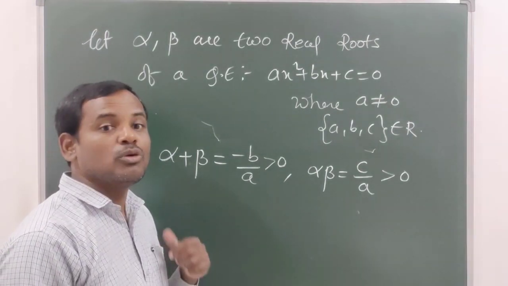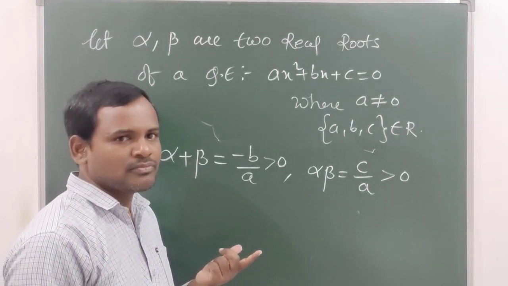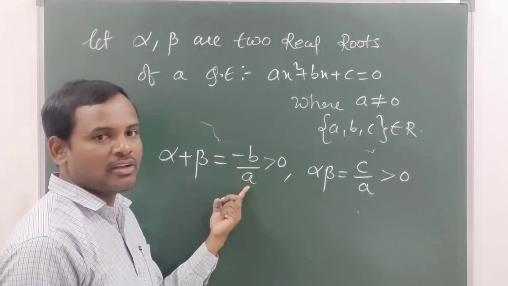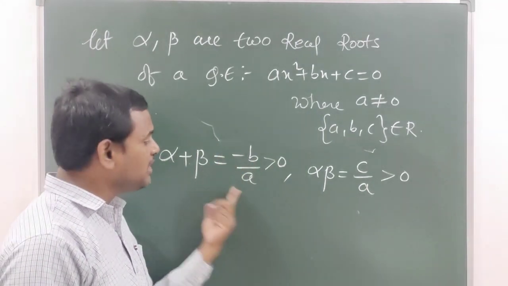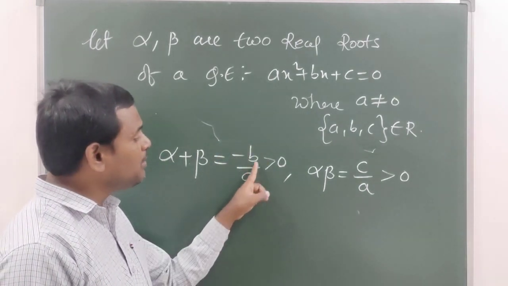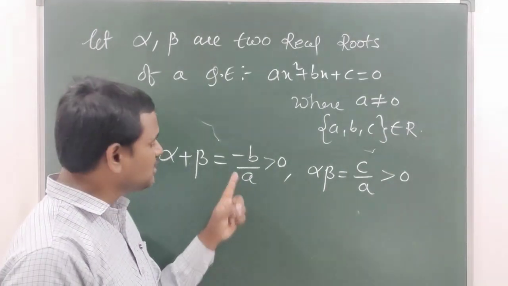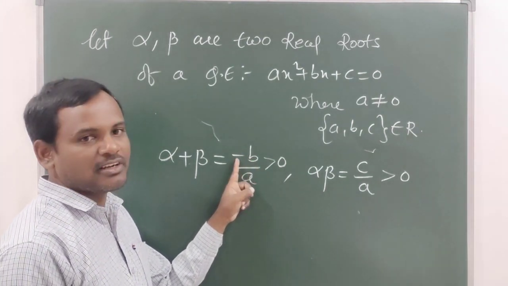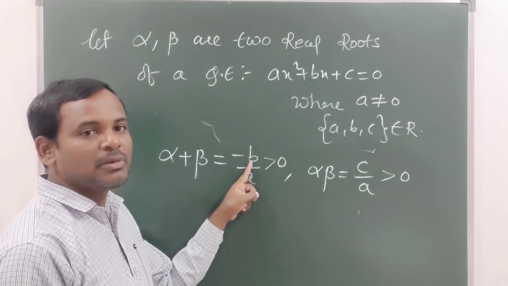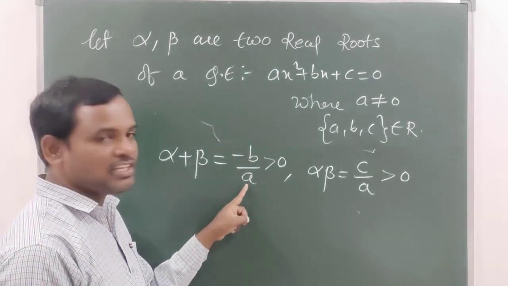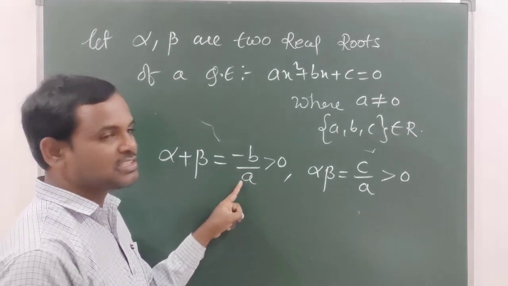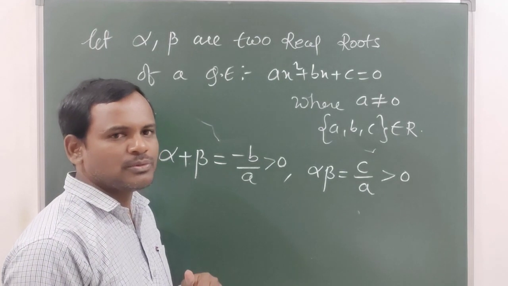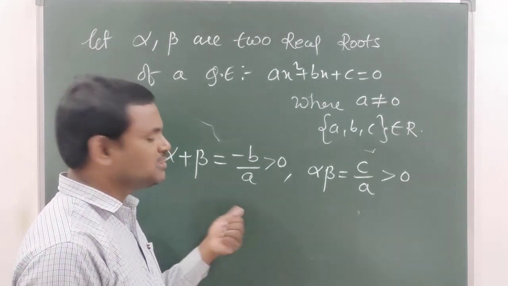Now come here. Here we have taken both the roots positive, hence their sum is positive. But here we have got minus b by a, so it should be positive. When should it be positive? Whenever a and b have different signs. Because when a is positive, b should be negative, because before this there is a minus, and minus into minus becomes positive. Suppose if a is negative, b should be positive, because the minus signs cancel again. This division will become positive.